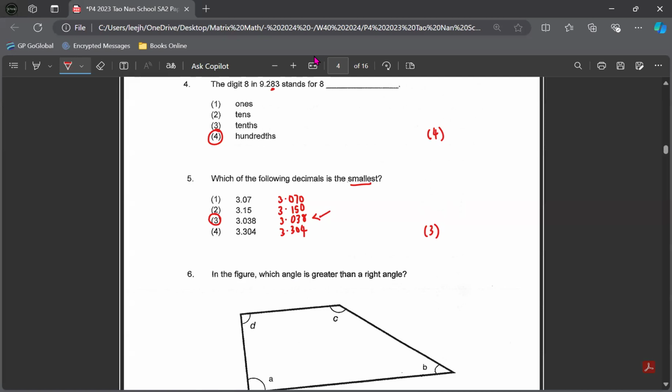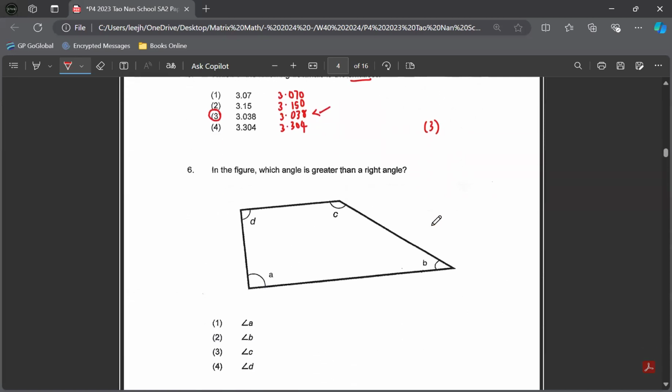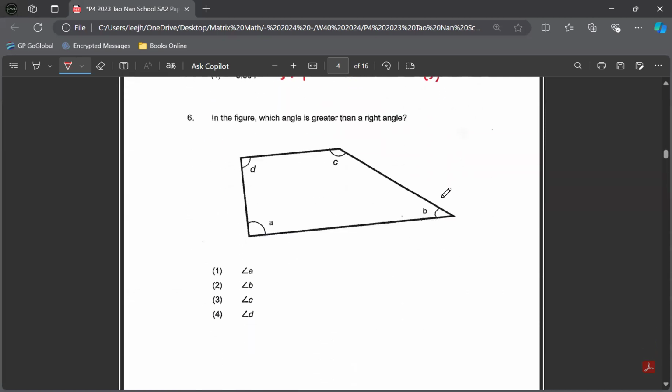Okay. So moving on to question number 6. In the figure, which angle is greater than a right angle? So that means I need an obtuse angle. Greater than right angle will be obtuse. So out of all this, if you were to look and observe, which one is an obtuse angle?